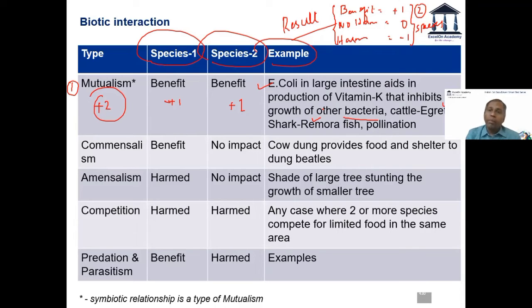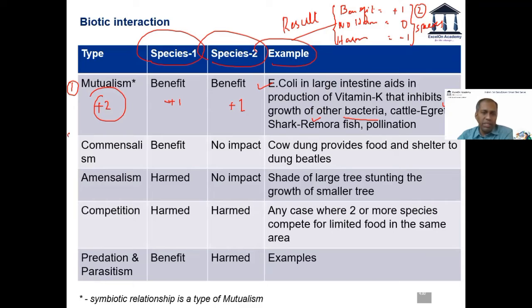Pollination can also be seen as an example of mutualism. From the point of view of the plant species, it helps in multiplying the population of that species. From the bee's point of view, or even birds like hummingbirds, they get the nectar. So you have multiple examples of mutualism in nature. So that is +1, +1.